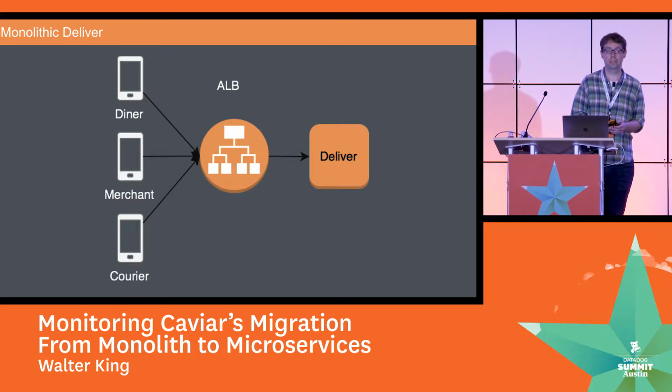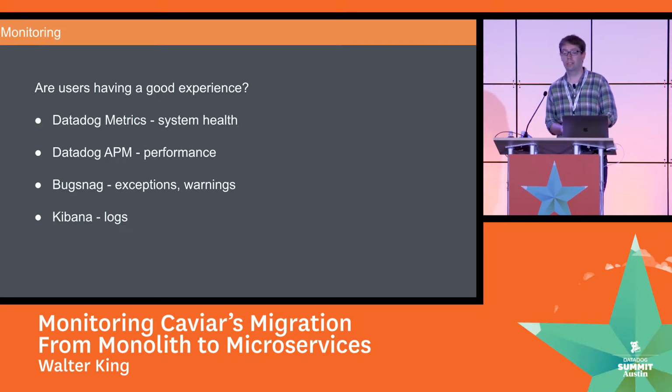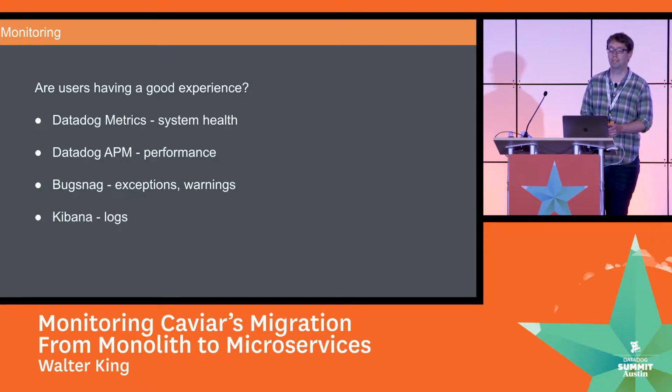Before we wanted to do the split, we really wanted to make sure we had a solid base. And so we took an audit of all of the different monitoring tools that we had. That includes things like Datadog for metrics and APM, Bugsnag for exception tracking and counting, and Kibana for logs.